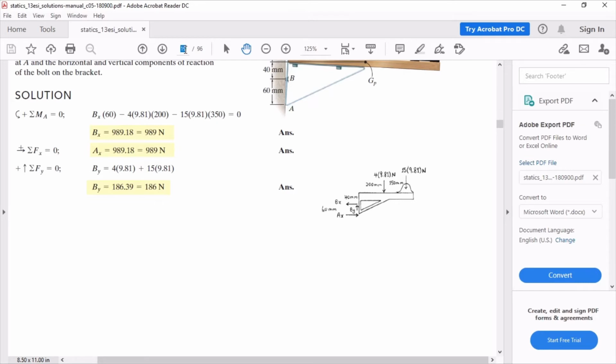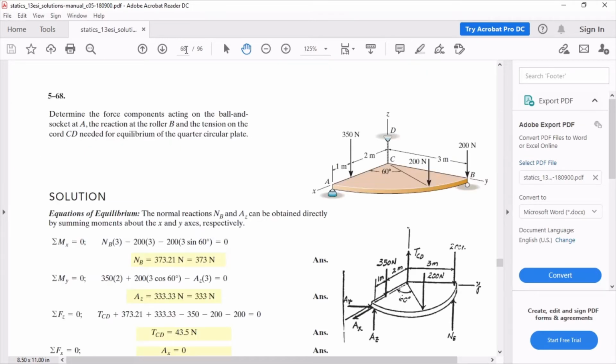Another question. Determine the force components acting on the ball and socket at A. Here we have this quarter circular plate with a ball and socket support at A, a roller at B, and this cable at C. So we need to determine the force components on the ball and socket at A, the reaction at the roller at B, and the tension in the cord CD needed for equilibrium of the quarter circular plate.